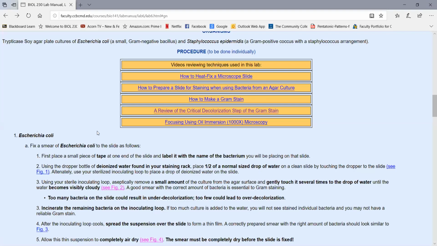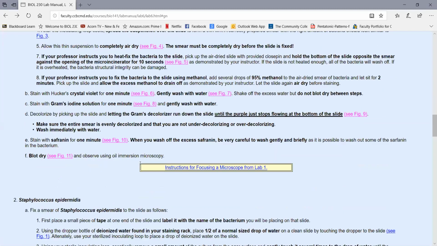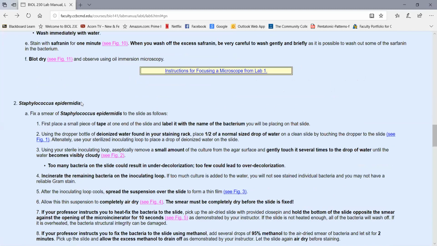So that's the procedure for the Gram stain. Your first Gram stain will be E. coli. Then you're going to make a second Gram stain using the same exact procedure of Staphylococcus epidermidis. Now you want to get both slides going at the same time. Prepare the smear of E. coli, get that heat fixed, prepare the smear of Staph epidermidis, get that heat fixed.